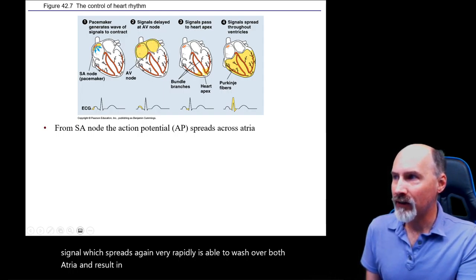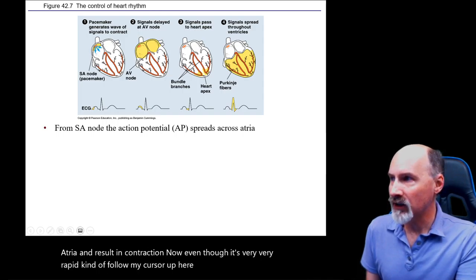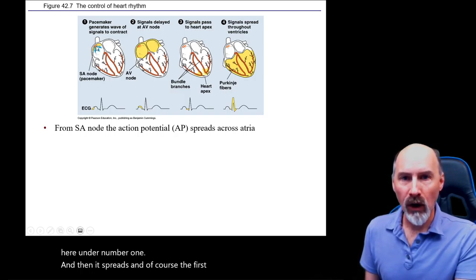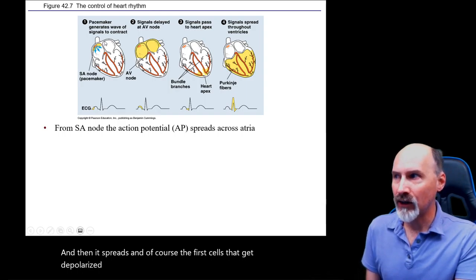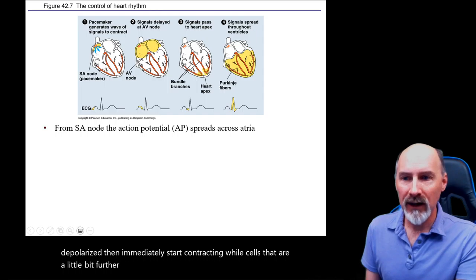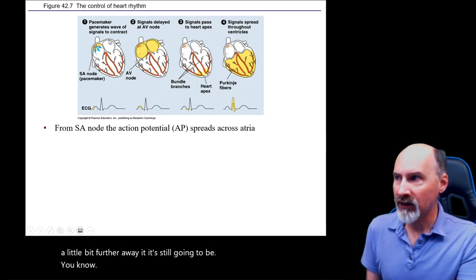Now, even though it's very, very rapid, follow my cursor up here. So it starts in the SA node here, under number one, and then it spreads. And of course, the first cells that get depolarized then immediately start contracting, while cells that are a little bit further away, it's still going to be a few fractions of a millisecond before they get the signal and begin to contract.